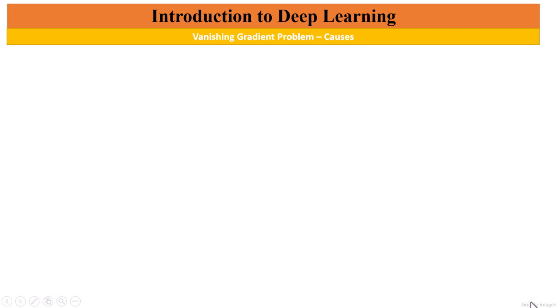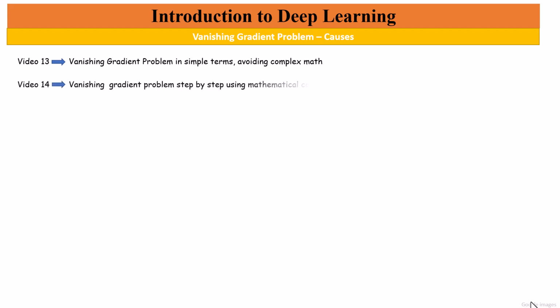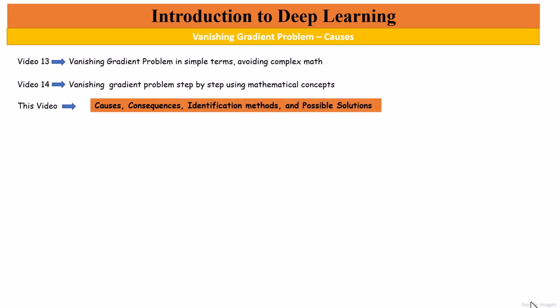In video 13, we explained the vanishing gradient problem in simple terms, avoiding complex math. Video 14 explains the vanishing gradient problem step by step using mathematical concepts. In this video, we will take a detailed look at the causes, consequences, identification methods, and possible solutions to this problem. Let's start from causes of the vanishing gradient problem.